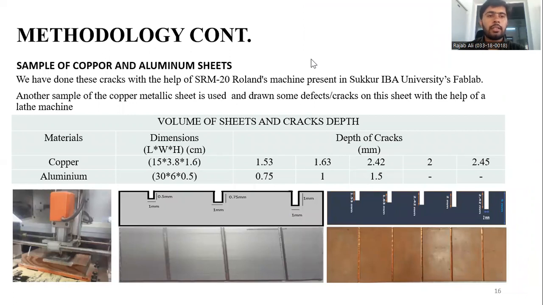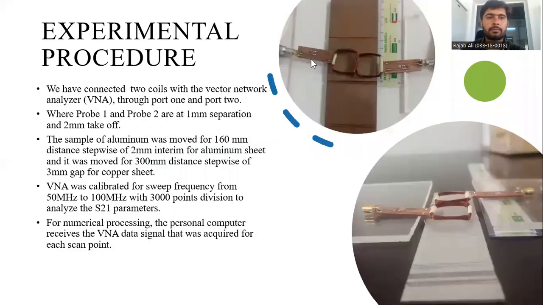After that, samples of copper and aluminum sheets were used. We made these cracks with the help of the SRM20 Roland machine, which is present in Sakkara IBFA. Another sample of copper metallic sheet is used and we drew some defects and cracks on this sheet with the help of lathe machines. We have written the dimensions there, which contain different depths of cracks like 1.53, 1.63, 2.42, and 2 on a copper sheet, and 3 cracks of 0.75, 1 and 1.5 on our aluminum sheet.